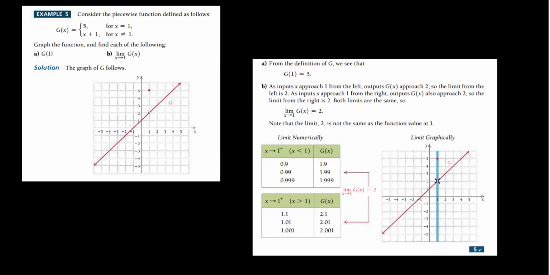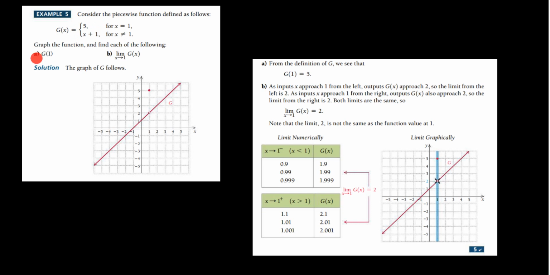Okay. So example 5, it's another piecewise function, right? So consider the piecewise function defined as follows. This function's name is g, and the variable that we're using is x, okay? So it is equal to 5 when x is equal to 1, and it's equal to x plus 1 for values that are not equal to 1, okay?